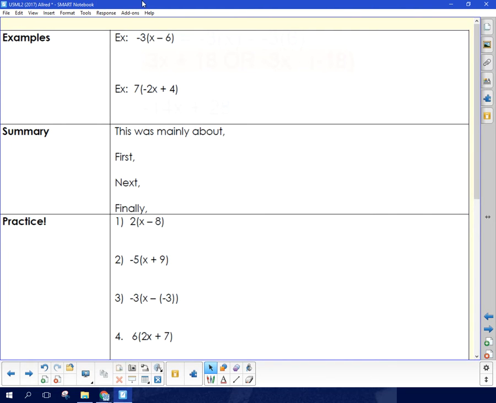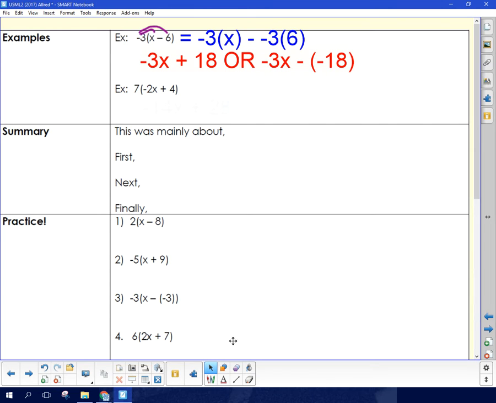I'll do one more here for you. This says negative 3 times (x minus positive 6), so negative 3 times x minus negative 3 times positive 6. That's what we're doing here with the distributive property. Multiply the outside number by both terms inside. Negative 3 times x would be negative 3x. And negative 3 times positive 6 would be negative 18. This part right here has a minus sign in front of it, however.